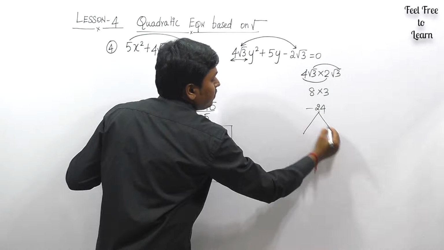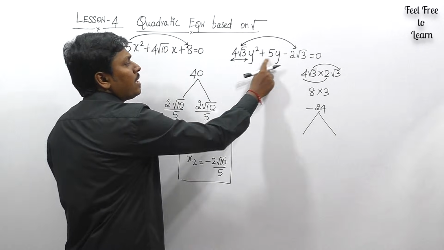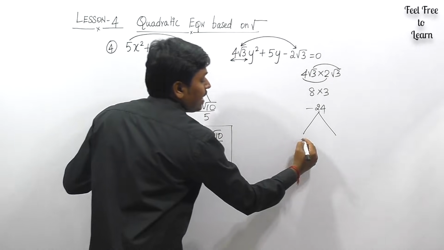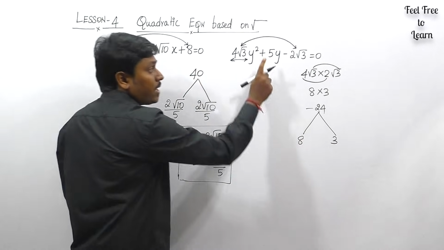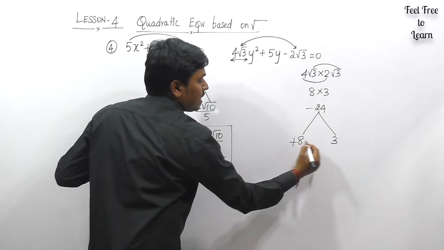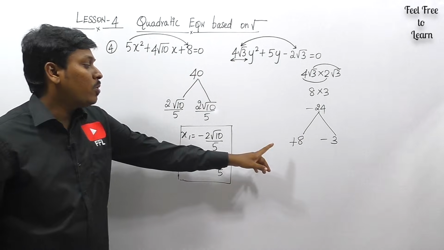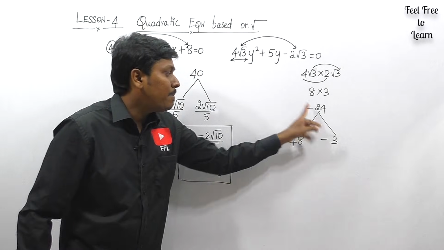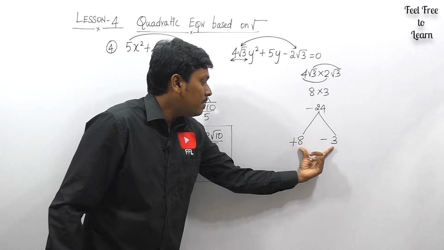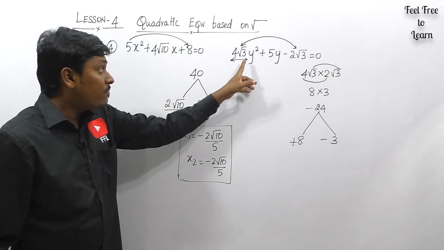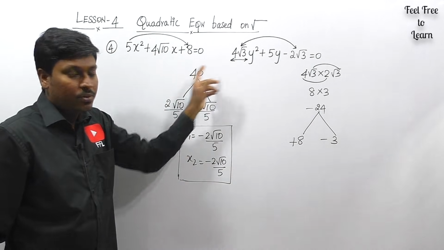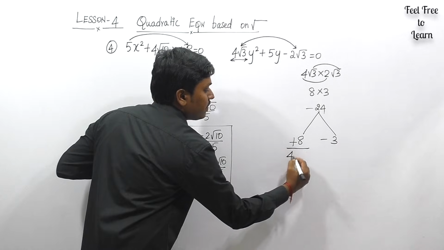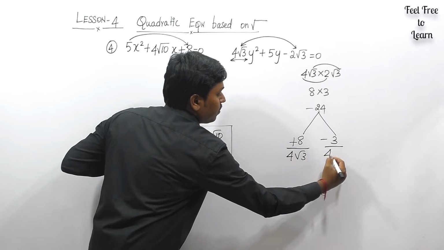Now follow the same technique, right? This 24 can be written so that our target is to bring plus 5. So we can do one thing: 8 threes are 24 and our target is to bring plus 5, so plus 8 and minus 3. When you multiply both the numbers, 8 into minus 3 will be minus 24. When we add both the numbers, the resultant will be 5. But before y square, we have a constant 4 root 3. So finally we need to divide this by 4 root 3 and divide this by 4 root 3.